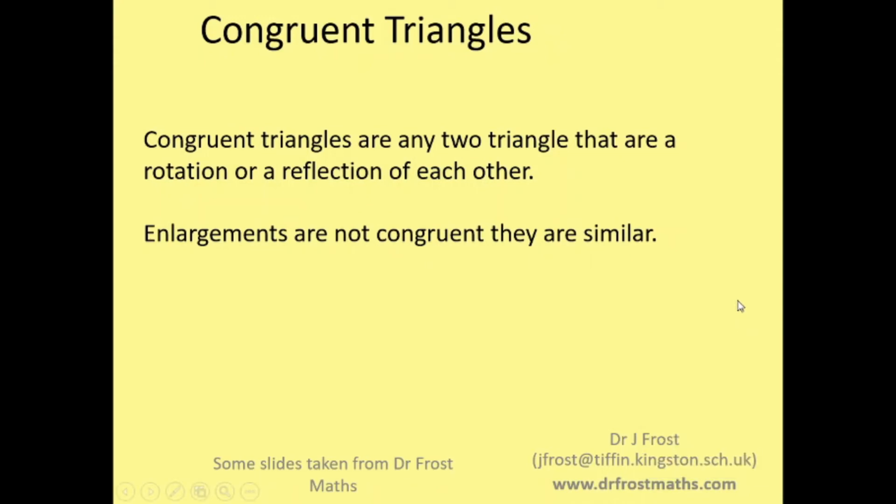We're going to talk about congruent triangles. Now, congruent triangles are any two triangles that have the same angles, but are not enlargements of each other. So all the lengths are the same. The only thing that can happen is they could be reflections of each other, or they could be rotations of each other. So they don't have to be identical.